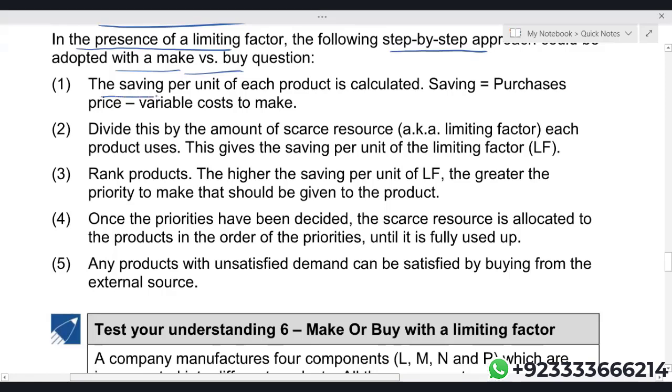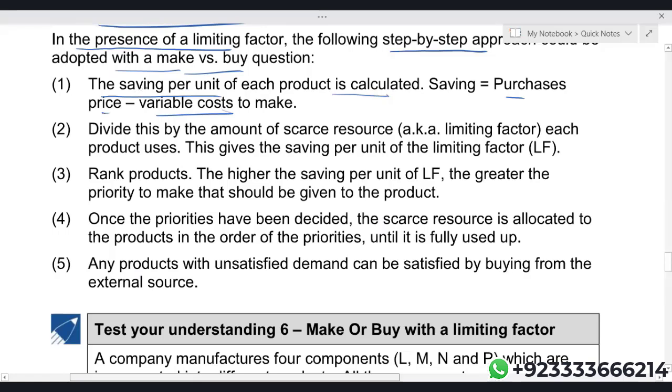Number 1 is saving per unit of each product is calculated. How to calculate the saving? Purchase price minus the variable cost to make it. So first of all, you have to calculate the saving per unit. Normally, when you make something, it will be cheaper than buying it from outside. It's a normal thing. Obviously, if you are making something expensive, then you can get it from outside. But normally, organizations will be making the same thing cheaper than they get it from outside.